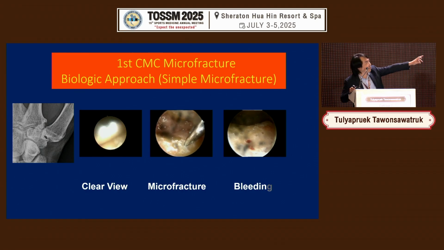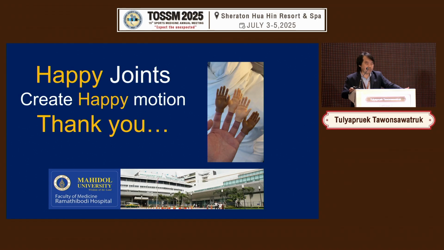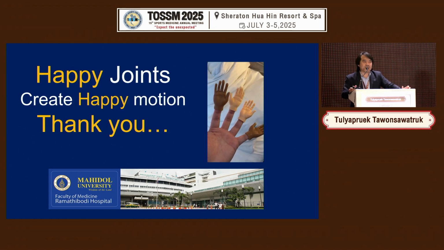You can see the blood come out after we do the arthroscopy. So this is the principle of cartilage treatment that we learned from the large joint applied to the small joint. You can see the bleeding and it makes the fibrocartilage really better. So if you can make the joint happy, you can be happy with the motion created. I think motion is key for treatment in the upper limb. Make it from fusion to joint preservation in the upper limb.